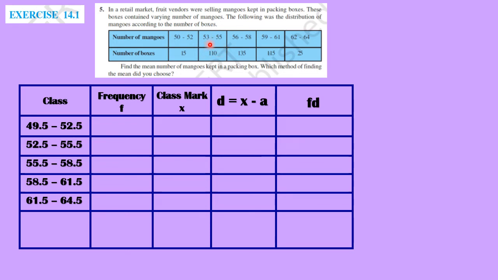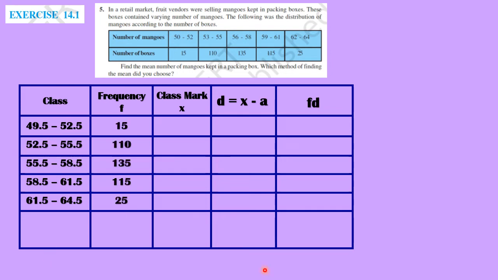Next class 53, we will reduce 0.5. So it is 52.5 and 55 will become 55.5. Next class 56. So it will be 55.5 and upper class 58.5. And that will be the lower class for the next class. So now this has become continuous class. So hope you understood how to make a continuous class. You just have to subtract 0.5 from the lower class limit of the first class and add 0.5 to the upper class limit. Then that will be the lower class for the next class. Like that you have to make a continuous class.